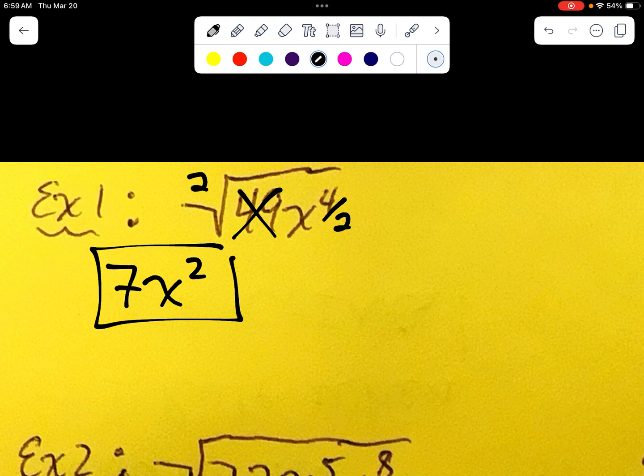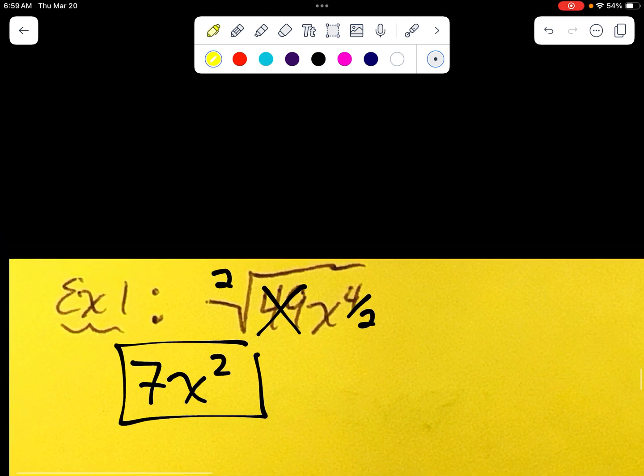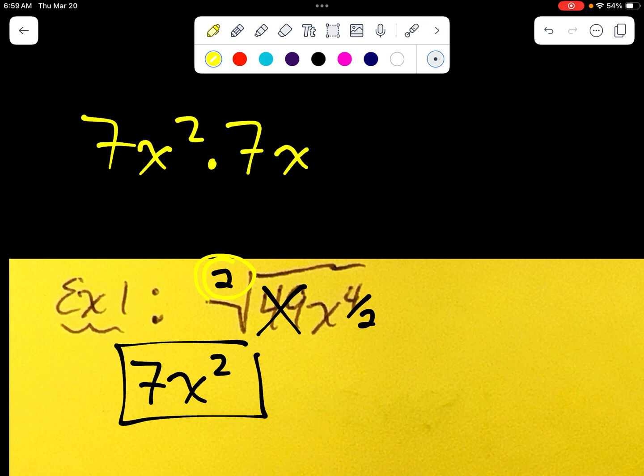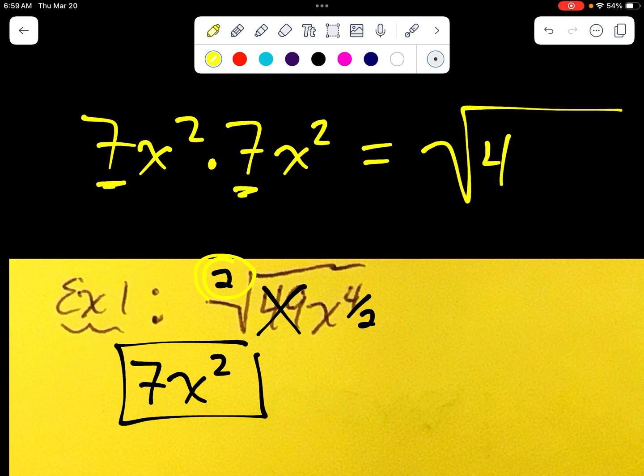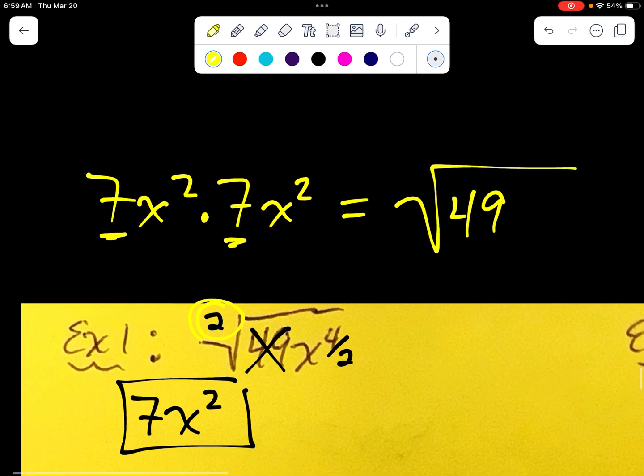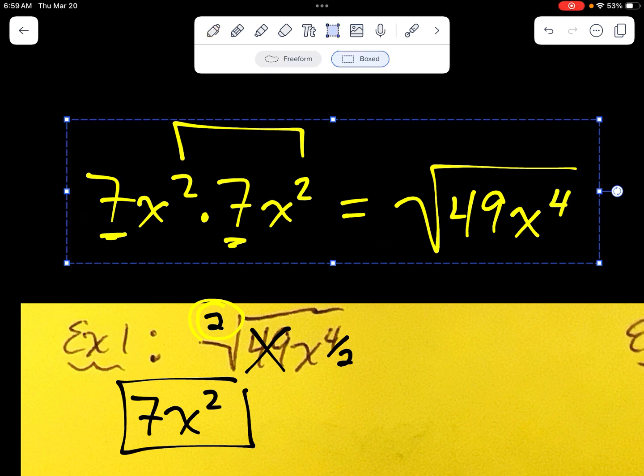How do I know that's my answer? We can reverse the process. The opposite of square rooting is squaring. Squaring means take the value that you have and multiply it times itself, and that means we can put it back inside of the house. 7 times 7 is 49. And when you multiply exponents, you are adding them. X to the second times x to the second is x to the fourth. And so we know our answer is 100% correct.